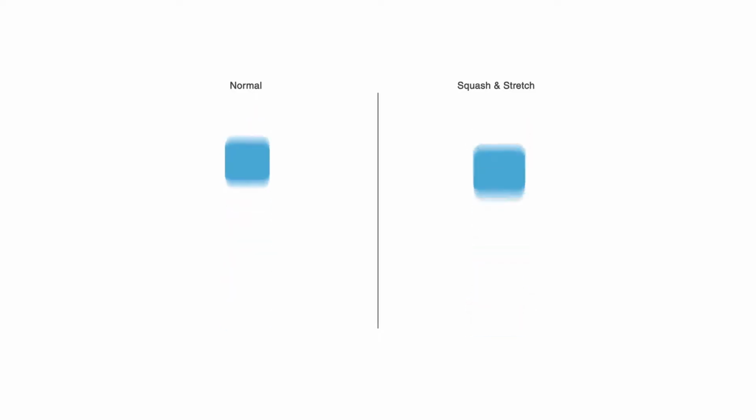For example, you can see here the comparison between a normal animation of a cube bouncing and the squash and stretch principle applied. You can obviously say that the second one looks much more interesting and much more organic and has a character to it, right?